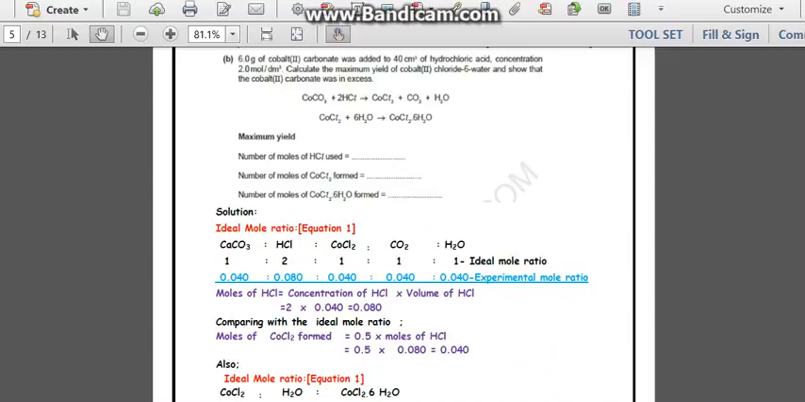Again, the second thing is number of moles of CoCl2 formed. Now, that I can get again by looking at the original mole ratio. So, moles of CoCl2 are half the moles of HCl from the ideal equation, and therefore I have written it as 0.5 into 0.080, which is 0.040. So as you can see in blue, I have written the moles for each and every reactant and product that is present in the first equation, to give you an idea how to write the moles.